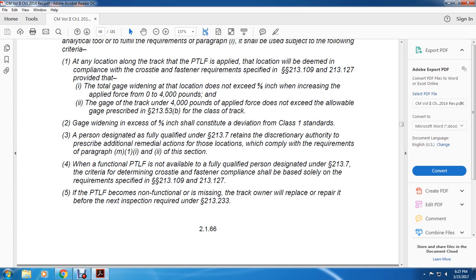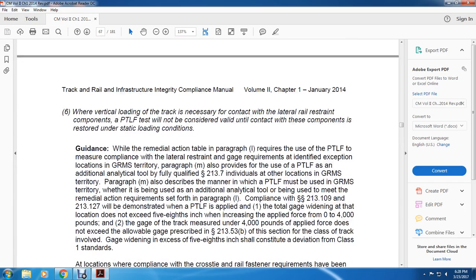2. Gauge widening in excess of 5/8 of an inch shall constitute a deviation from Class 1 standard. The person designated as fully qualified under 213.7 retains discretionary authority to prescribe additional remedial action for those locations that comply with the requirements of paragraph M1 and 2 of this section. Where functional portable track loading fixtures are not available to fully qualified personnel designated under 213.7, compliance with cross-tie fastener criteria shall be based solely on the requirements of 213.109 and 213.127. If the portable track loading fixture becomes non-functional or missing, the track owner will replace or repair it before the next inspection under 213.233.